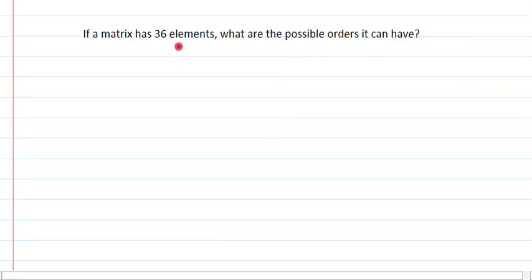Let me discuss one more problem. If a matrix has 36 elements, what are the possible orders it can have? So to do this problem, let us first of all write that the order of the matrix is represented by number of rows by number of columns.